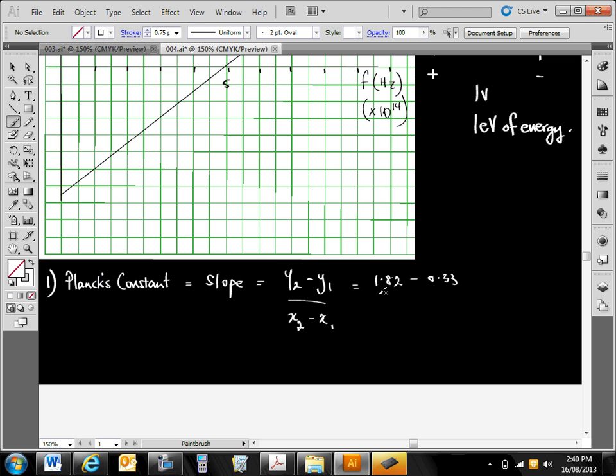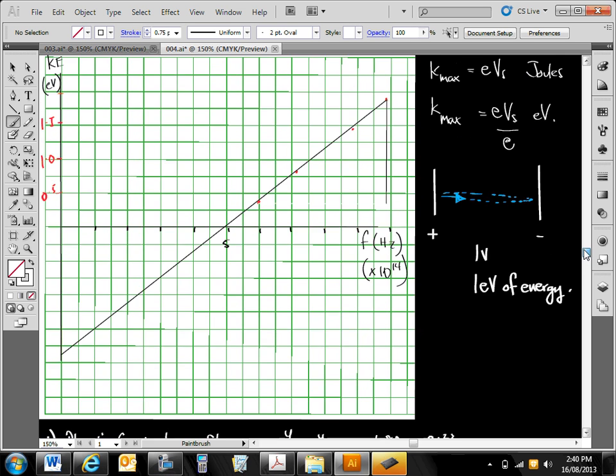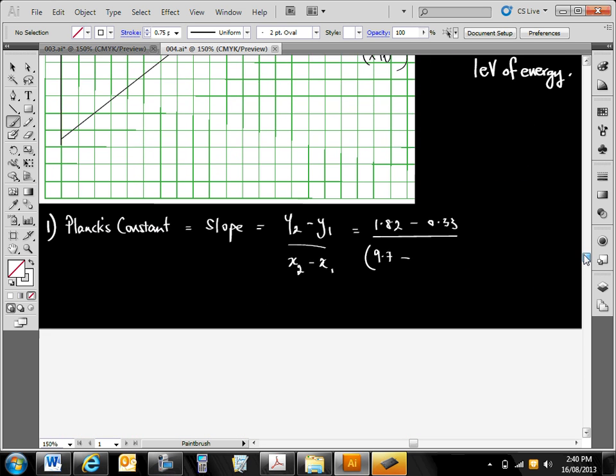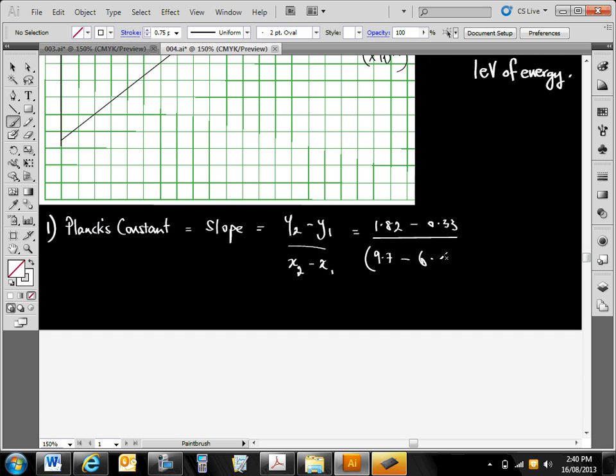0.33 over x2, which is 9.7. I'm going to put brackets around it. That's going to be clear in a second. 9.7 minus 6. Don't forget to put the times 10 to the 14. Okay, somebody want to do that calculation for me, please?